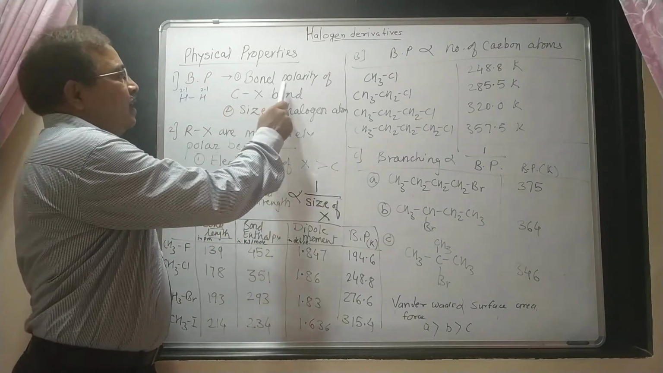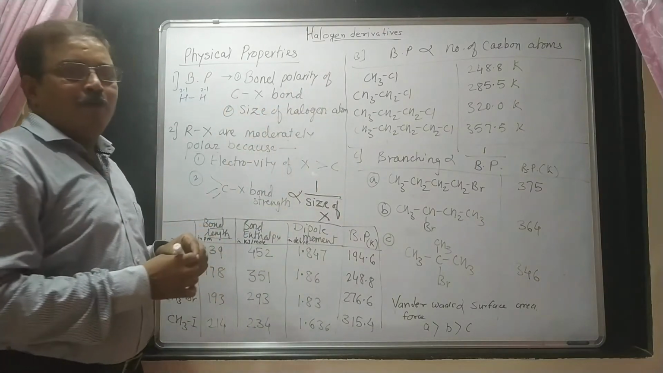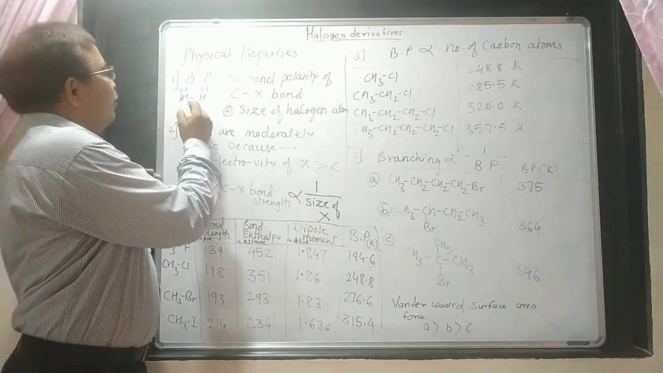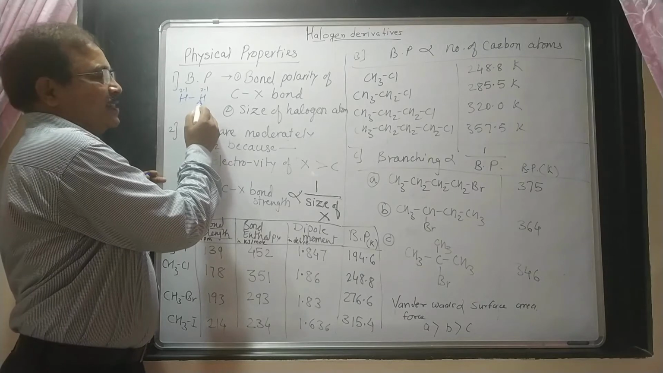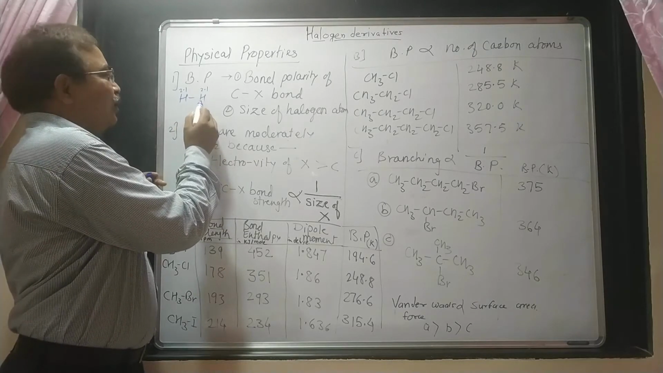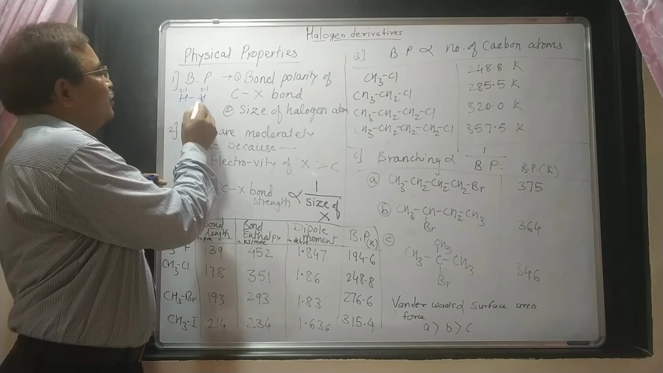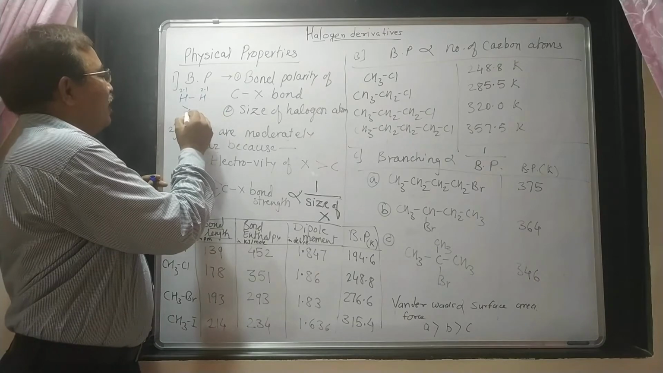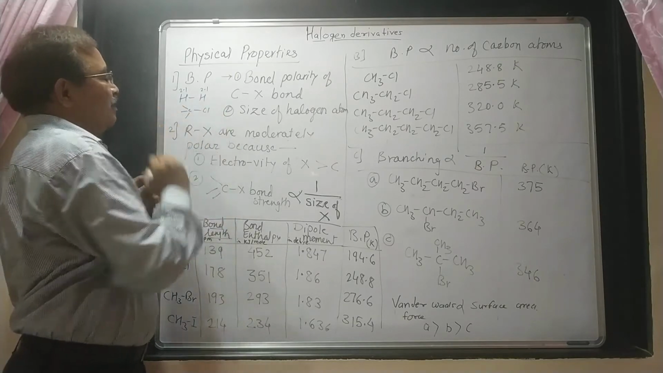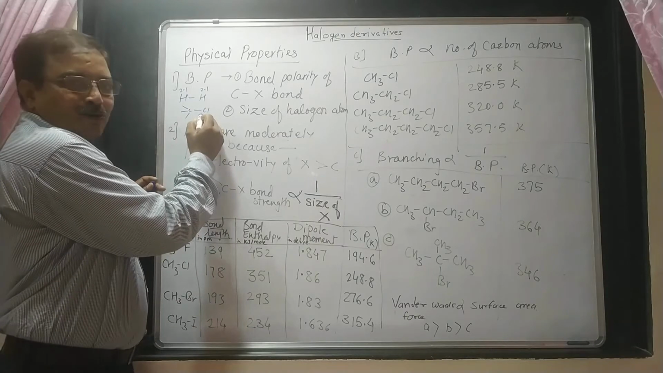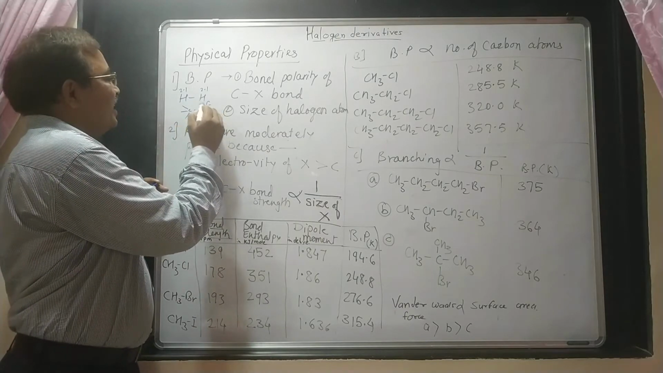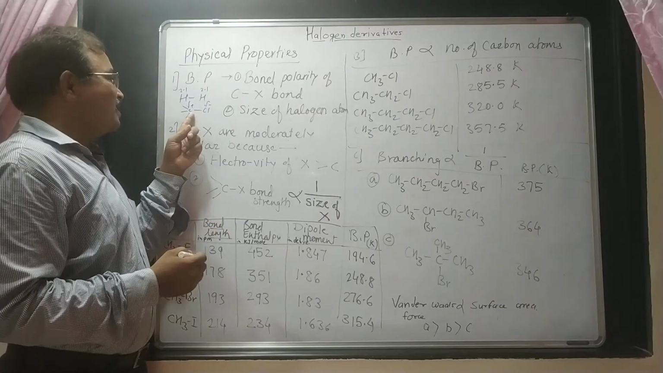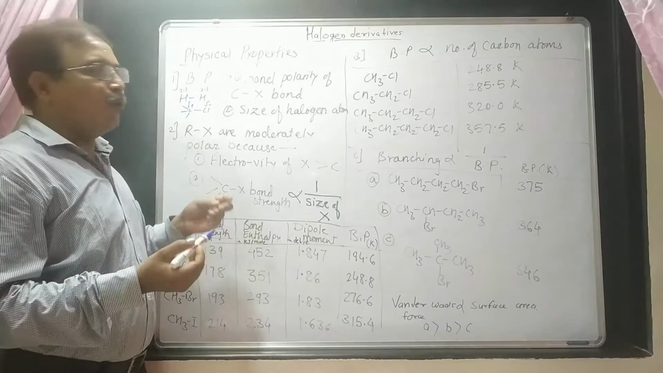The first one is the bond polarity of the C-X bond. When does a bond become polar? First of all, let us try to understand. Here, the bond polarity of the H-H bond, the H2 molecule, is a non-polar bond, because the electronegativity of both hydrogen atoms is 2.1 and 2.1. In the case of an alkyl halide, suppose I take chlorine. Chlorine is more electronegative than carbon, so a partial negative charge will be on chlorine and a partial positive charge will be acquired by the carbon atom. Therefore, I can say the C-Cl bond is a polar bond.